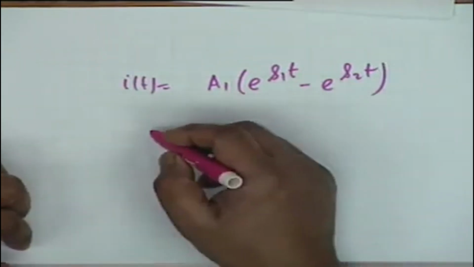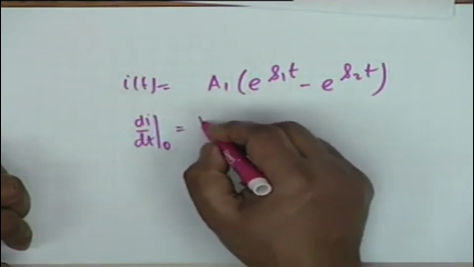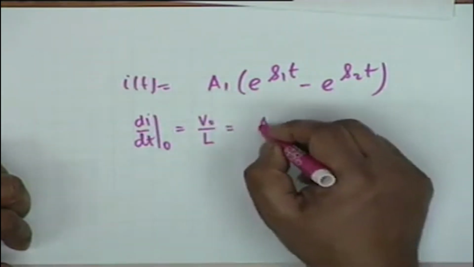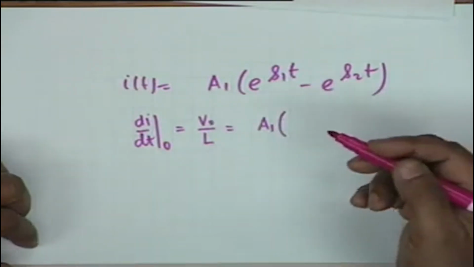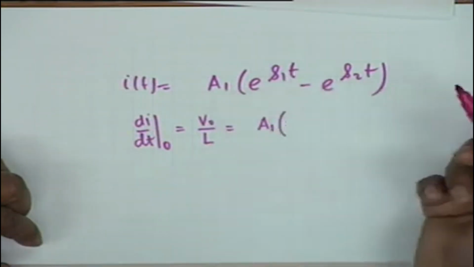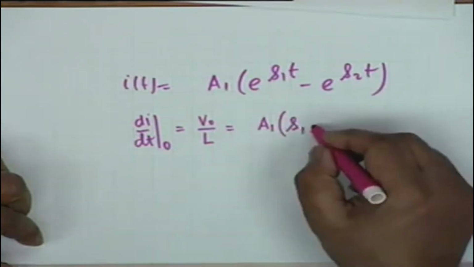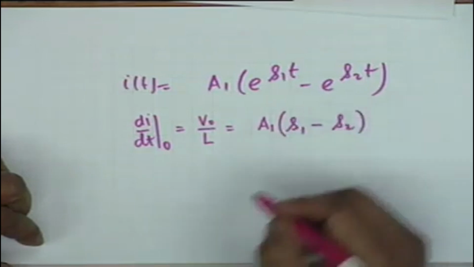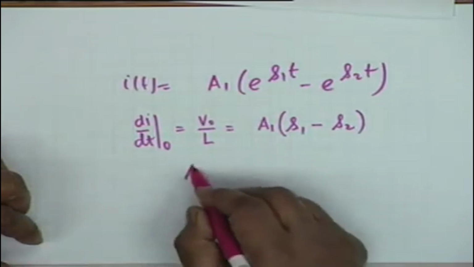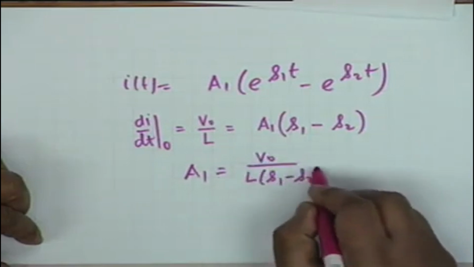And the other initial condition is that di dt at 0 should be equal to v0 by L, which means that for a1, now take d dt and put t equal to 0. d dt of e to the s1t is s1 e to the s1t, and if you put t equal to 0, then it is simply s1 minus, similarly, s2. Is that clear? I have omitted that differentiation step, and therefore a1 is equal to v0 by L times (s1 minus s2).